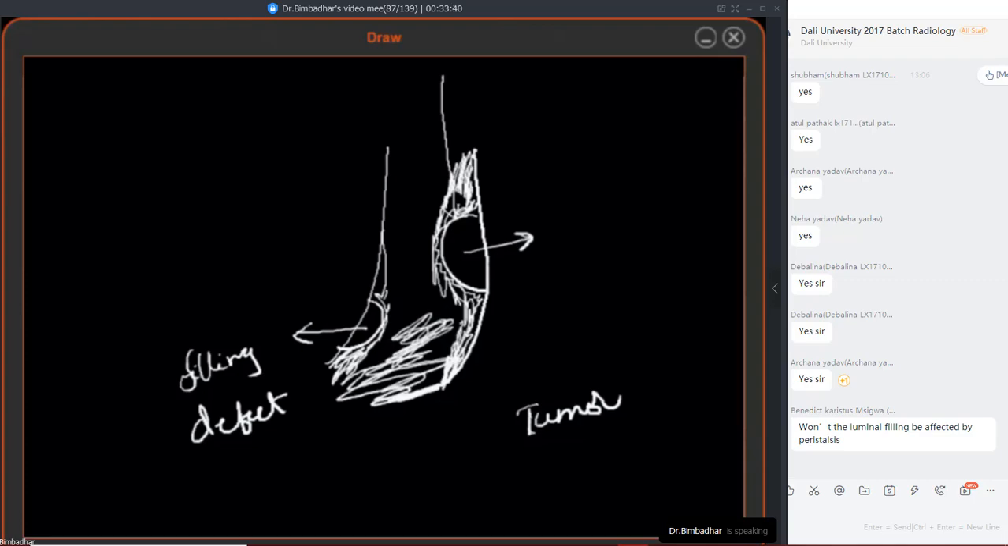Well, Benedict has been asking a very interesting question. Won't the luminal filling be affected by the peristalsis? Of course, yes. Of course, yes. But it may change the position. The peristaltic movement changes the position of the filling defect location, but not the effect itself.